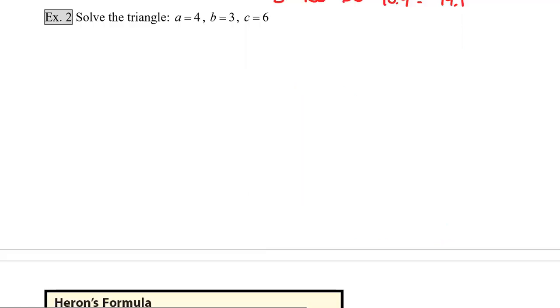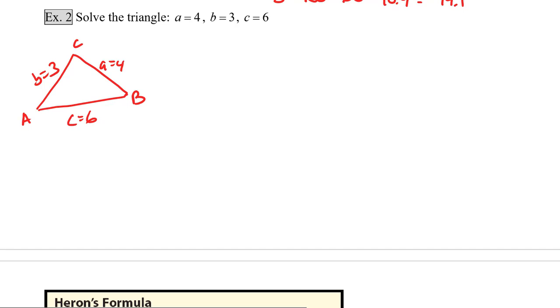Example 2. Solve the triangle A equals 4, B equals 3, and C equals 6. So I'm going to draw triangle ABC. It doesn't matter if it's to scale. A equals 4, B equals 3, and C equals 6. So this is a side, side, side situation, and I am going to use law of cosines to find the largest angle. Now the largest angle is going to be opposite the largest side, so I am going to find angle C.